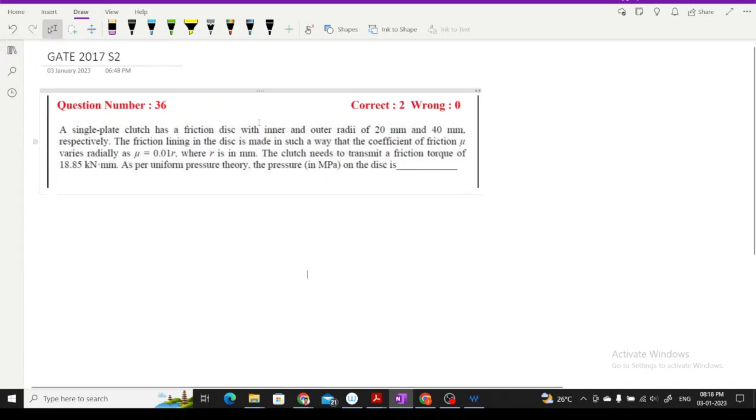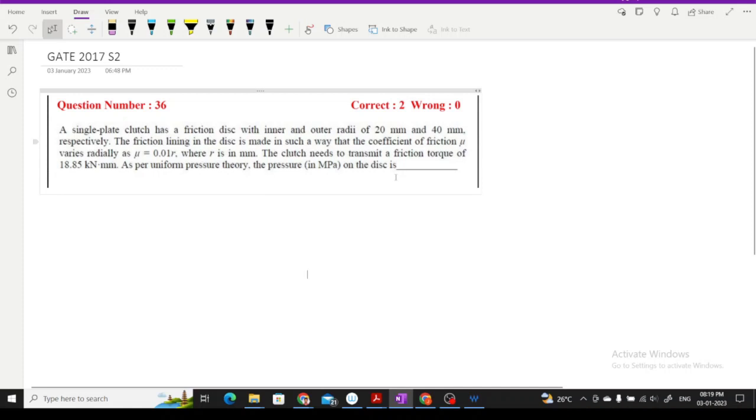A single plate clutch has a friction disc with inner and outer radii of 20 mm and 40 mm respectively. The friction lining in the disc is made in such a way that the coefficient of friction mu varies radially as mu is equal to 0.01 r, where r is in mm. The clutch needs to transmit a friction torque of 18.85 kilonewton mm as per the uniform pressure theory. Now, the pressure in Pascal on the disc is.